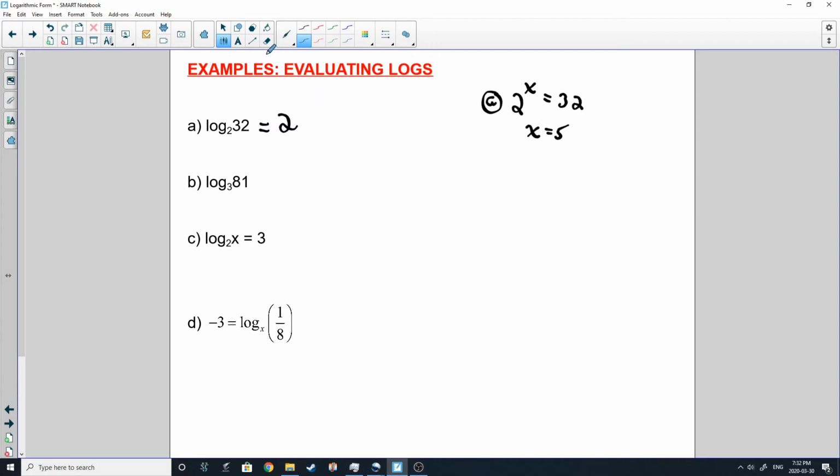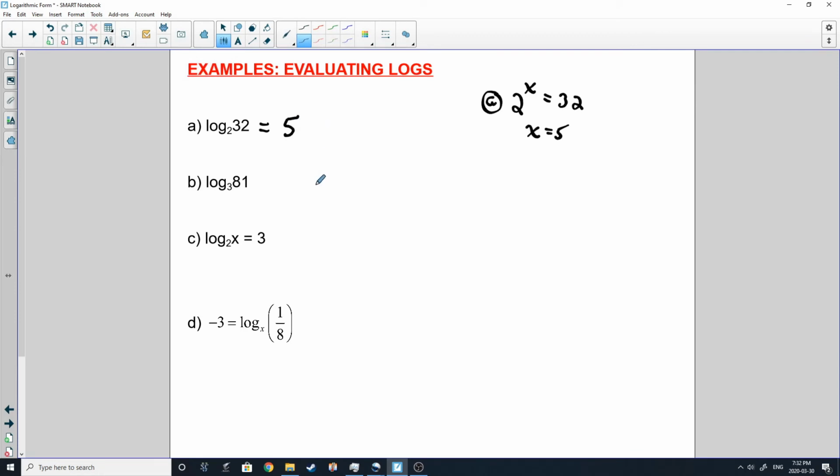Oh, I don't know why I wrote equals 2. It equals 5. There we go. Whoops. There. And I lost my nice calligraphic pen. I want it back. There.